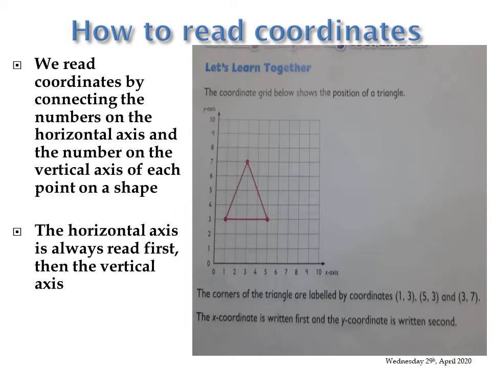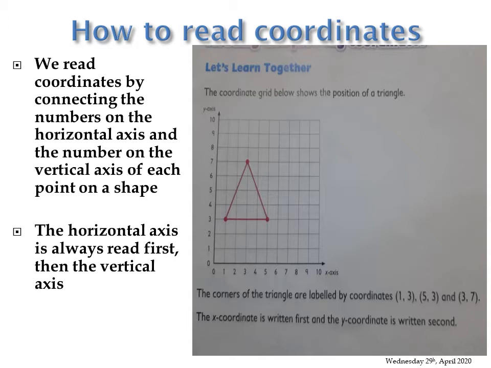Now, to be able to read the coordinates on this triangle, we're going to pick the numbers where the first point of the triangle connects. The numbers are 1 and 3. Please note, it is from the horizontal axis that we read the number first. Then we pick the second number from the vertical axis. For each point, there are 2 numbers. One comes from the horizontal axis, and the second one connects on the vertical axis.